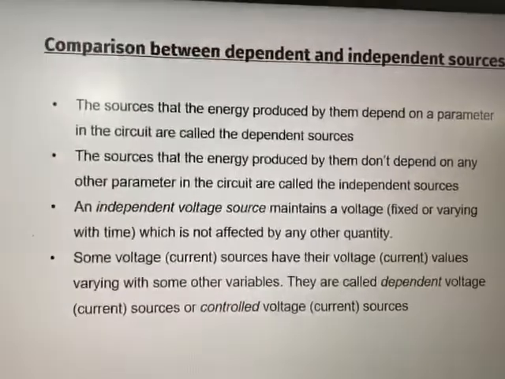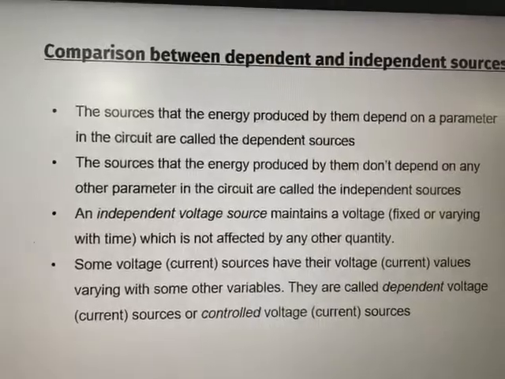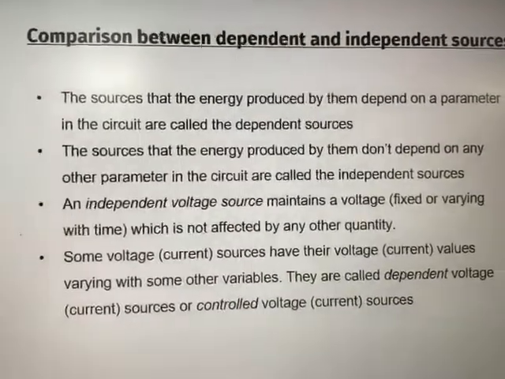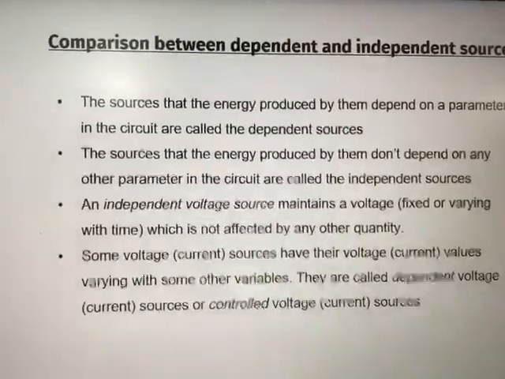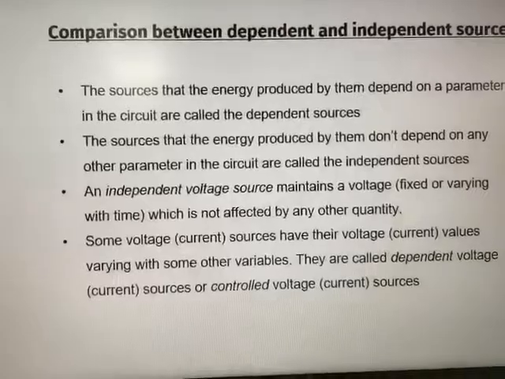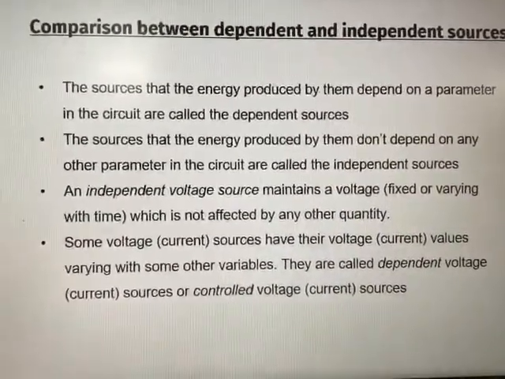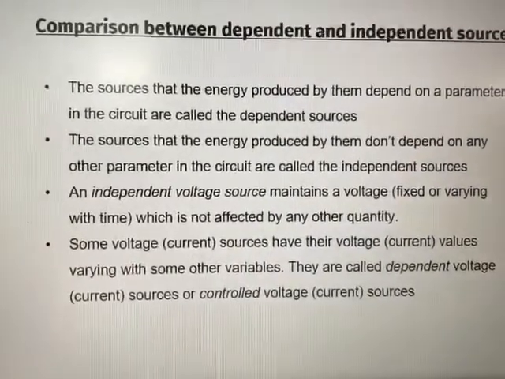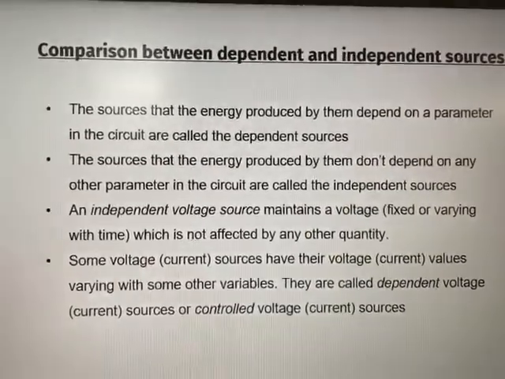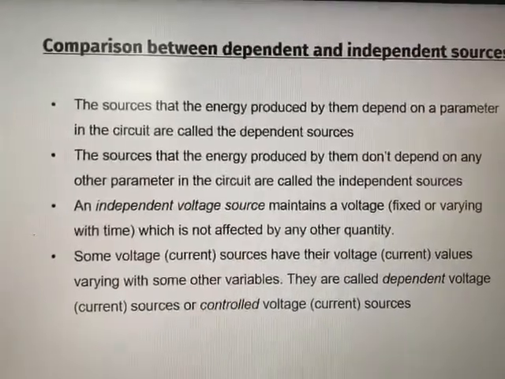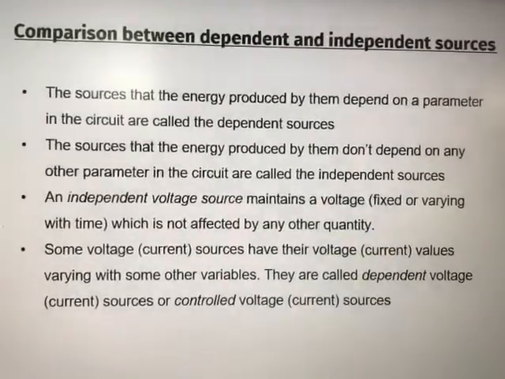The next slide is the comparison between dependent and independent sources. The sources whose energy produced depends on a parameter in the circuit are called dependent sources. The sources whose energy produced doesn't depend on any other parameter in the circuit are called independent sources. An independent voltage source maintains a constant or time-varying voltage, which is not affected by any other quantity. Some voltage or current sources have their values varying with some variables. They are called dependent voltage or current sources, or controllable voltage or current sources.